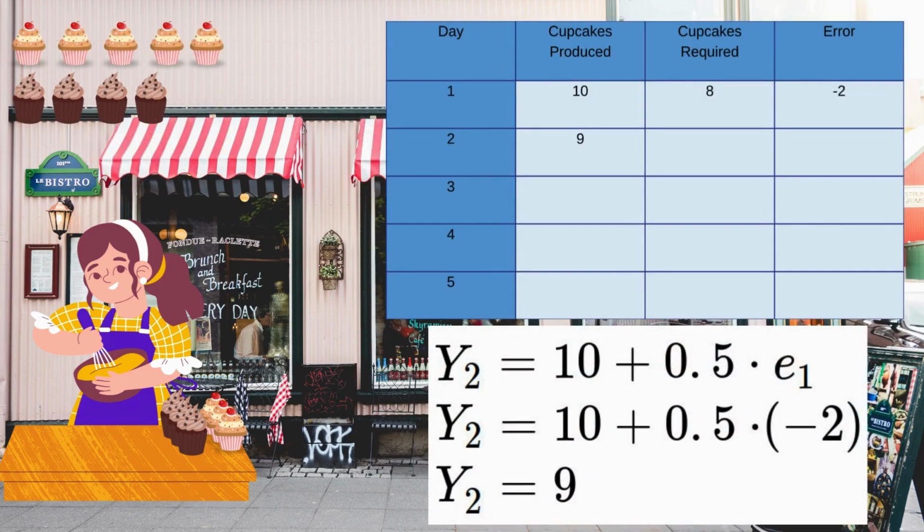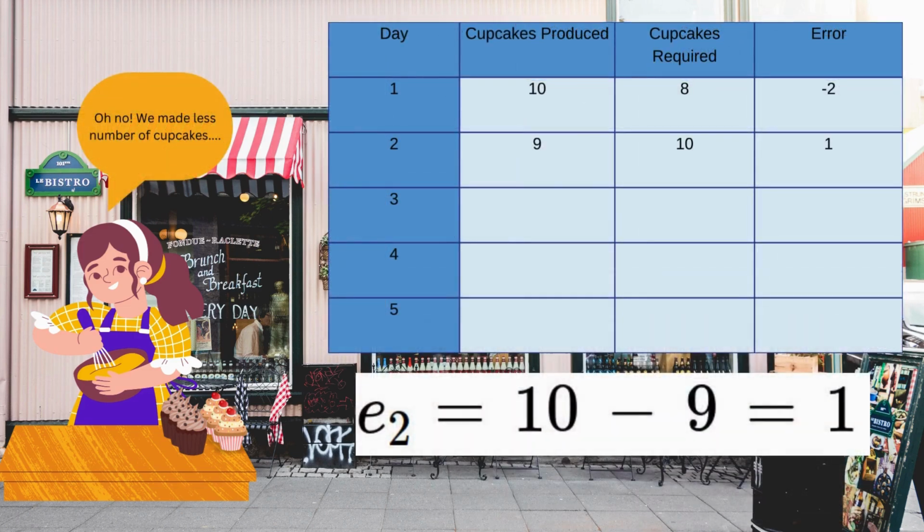On the second day, we use the error of the first day to predict the number of cupcakes that should be produced. Therefore, y2 is equal to 10 plus 0.5 times e1, where e1 is the error incurred on the first day. Therefore, y2 is equal to 10 plus 0.5 times minus 2. Therefore, y2 is equal to 9. Therefore, on the second day, we produce 9 cupcakes. At the end of the second day, the owner informs us that 10 cupcakes were required, but we just made 9 cupcakes. Therefore, we made 1 cupcake less. Therefore, the error on the second day is equal to 10 minus 9, that is equal to 1.